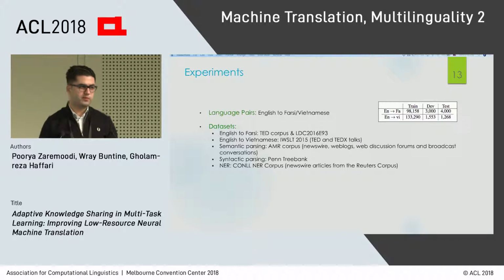For the semantic parsing, we used the AMR corpus, which contains sentences from newswire, weblogs, web discussions, forums, and broadcast conversation. For the syntactic parsing, we used the Penn Treebank. And for the named entity recognition, we used the CoNLL NER corpus, which contains sentences from newswire articles from the Reuters corpus.